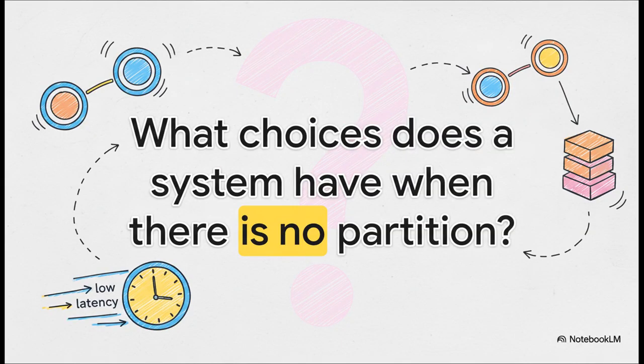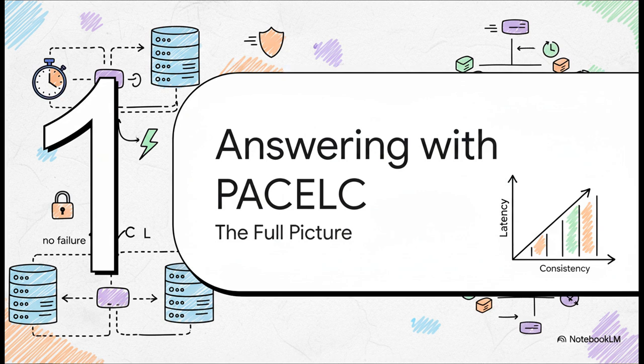And this is the crucial point. CAP is all about what happens when things go wrong, right? When the network breaks. But what about all the other times? What about when everything is running perfectly fine? What trade-offs are we making during normal, everyday operations? That's the huge gap in the story that CAP just doesn't address. Well, the answer to that question is the PACELC theorem. This is what gives us the full picture, covering not just those failure states, but normal operation too.